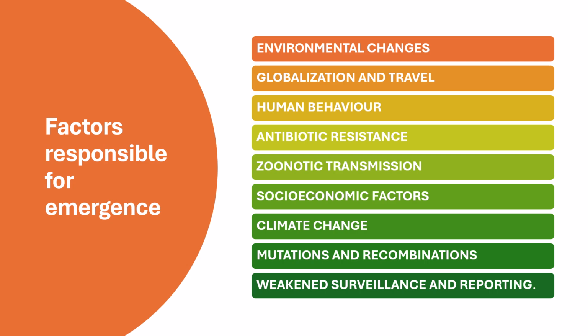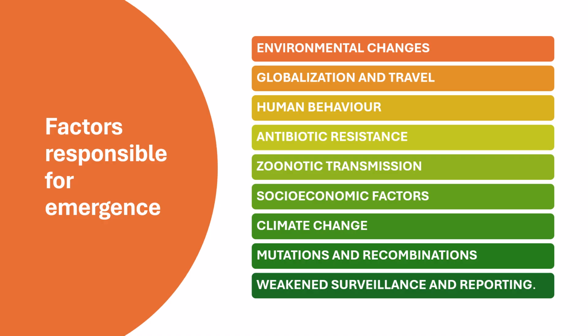Antibiotic resistance, of course, very well known to all of us. The misuse and overuse of antibiotics in humans and livestock can lead to the emergence of resistant strains of bacteria, thereby complicating the treatment of the infection and also the efforts to control that particular disease. Zoonotic transmission. Many emerging infections originate from zoonotic pathogens; diseases that jump from animals to humans are zoonotic infections. They are often facilitated by close contact with wildlife or livestock.